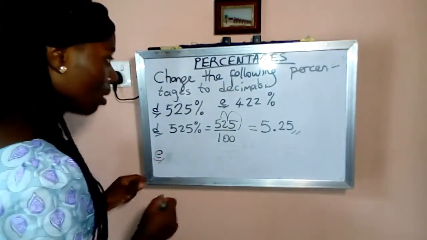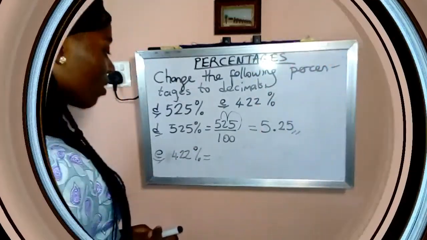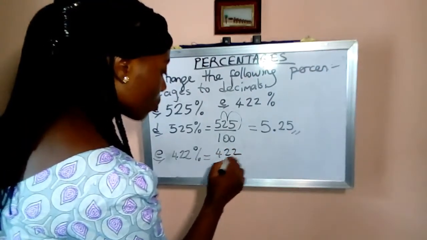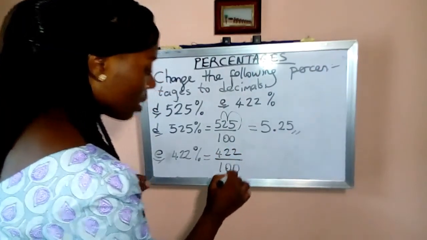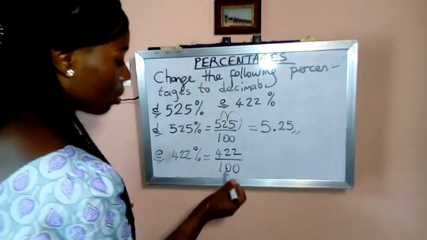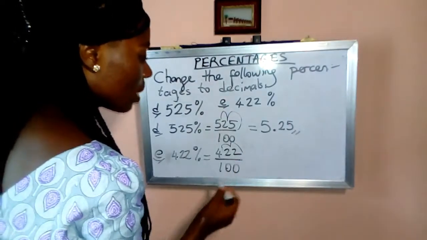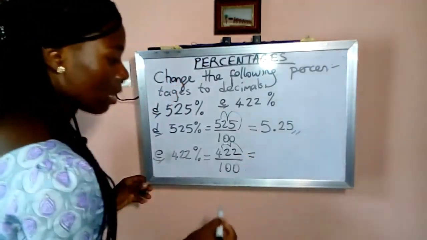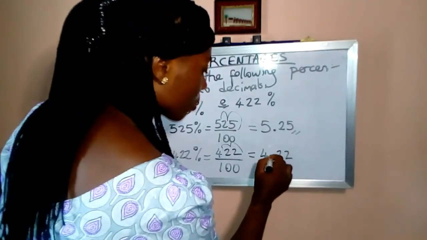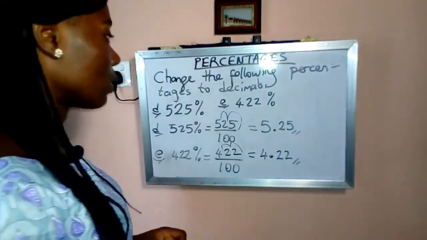Let's see the next one. We have 422%. That gives us 422 over 100. In the same way, we'll check how many zeros are underneath. We have 2. So let's move how many places? We'll just be moving 1, 2 places. So that will put our answer as 4.22. Just a simple method of solving these things, okay?